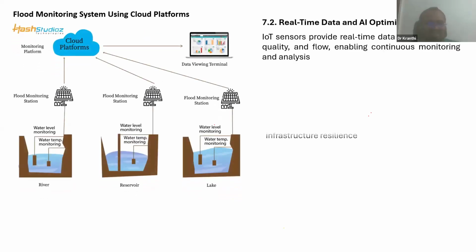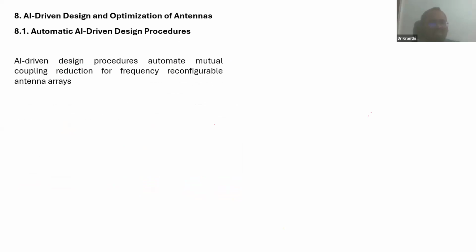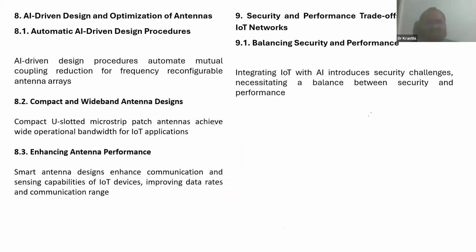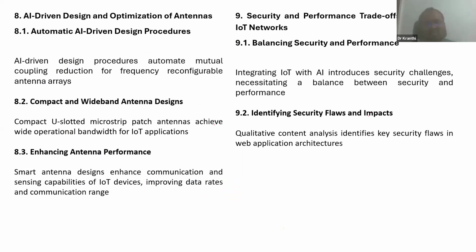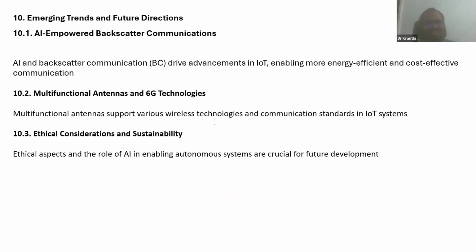So it is a flood monitoring system. These are some of the points; I can go on with many more. Here I am providing some examples of AI-driven design optimization, security and performance trade-offs in AI networks. These are all different applications.